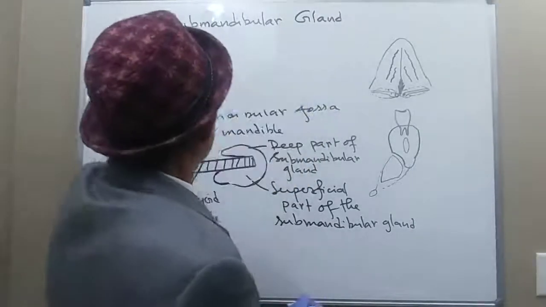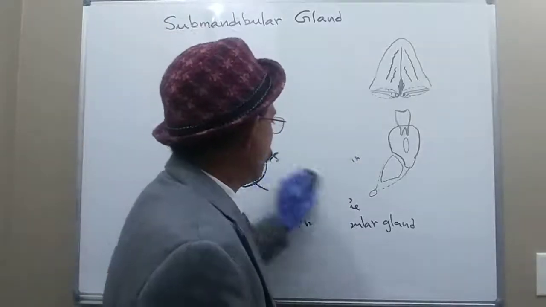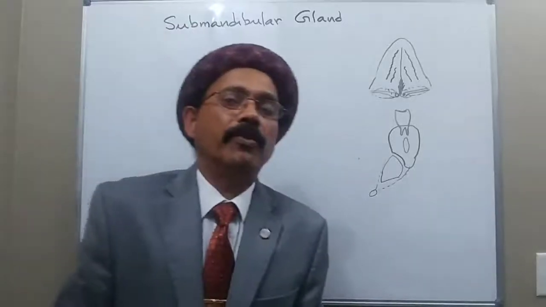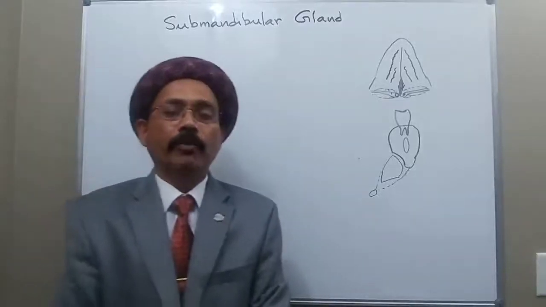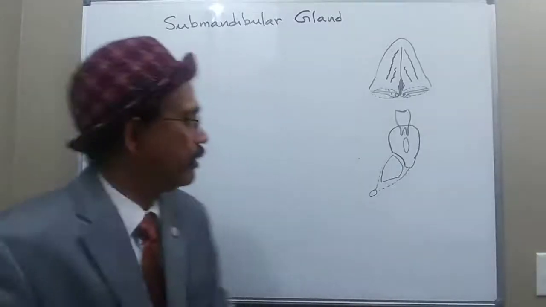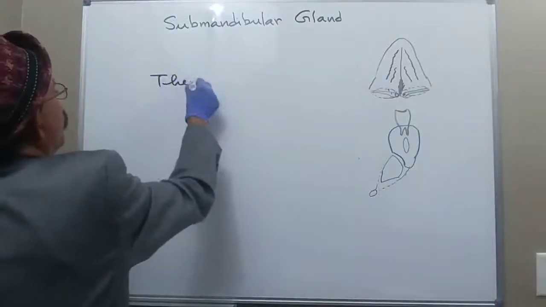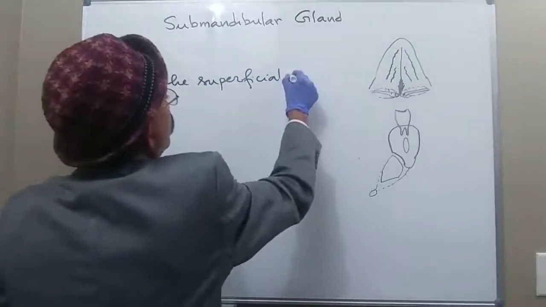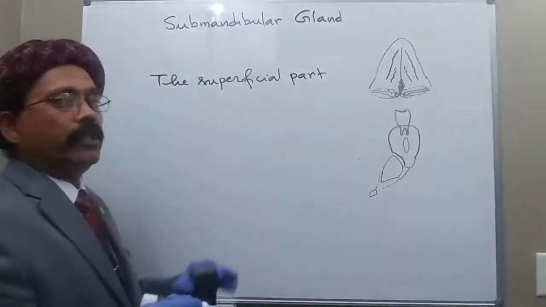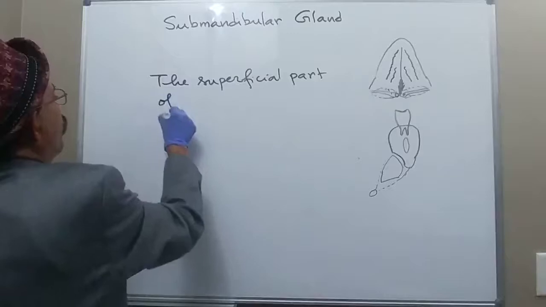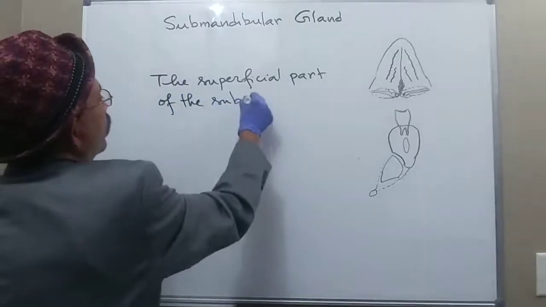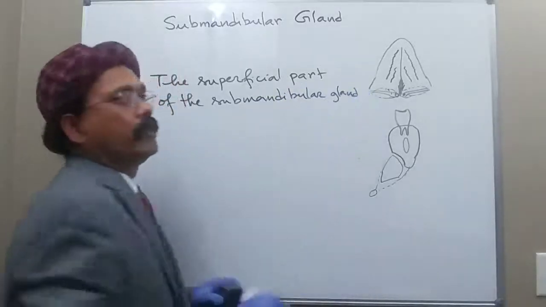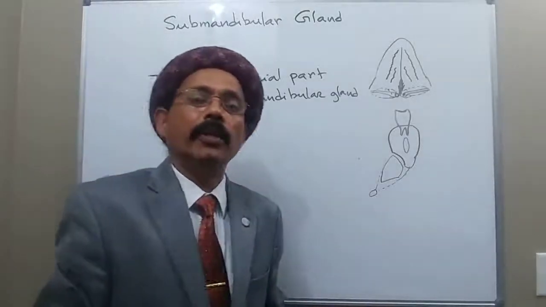Now we have some relationships to the mylohyoid, especially of the superficial part, which will be emphasized. The superficial part of the submandibular gland is partially enclosed by two layers of the deep cervical fascia. The superficial part, below the mylohyoid muscle, is enclosed by two layers of the deep cervical fascia.